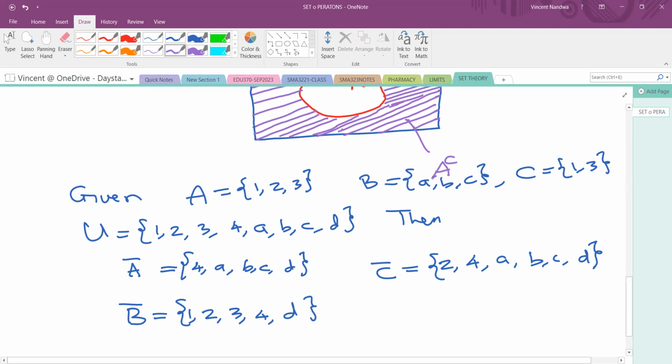And then B has 1, 2, 3. So B complement should have 5 so that when we add, the total should give you what we have in the universal set. And C has 2 elements. So the elements in C complement must be 6 so that when we add them, we get the total number of elements in the universal set.